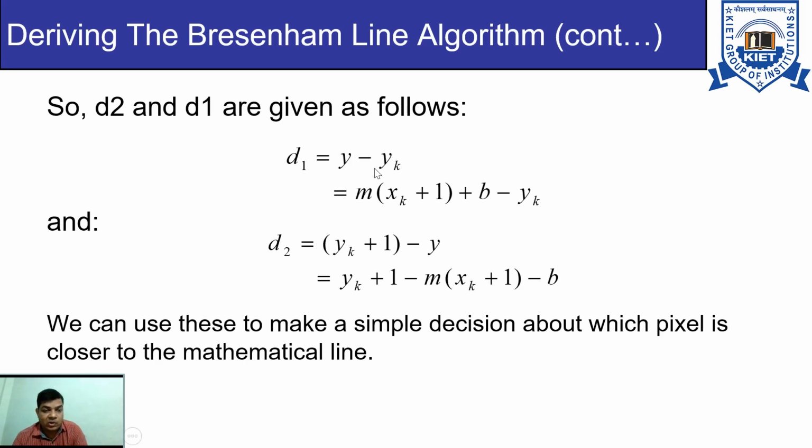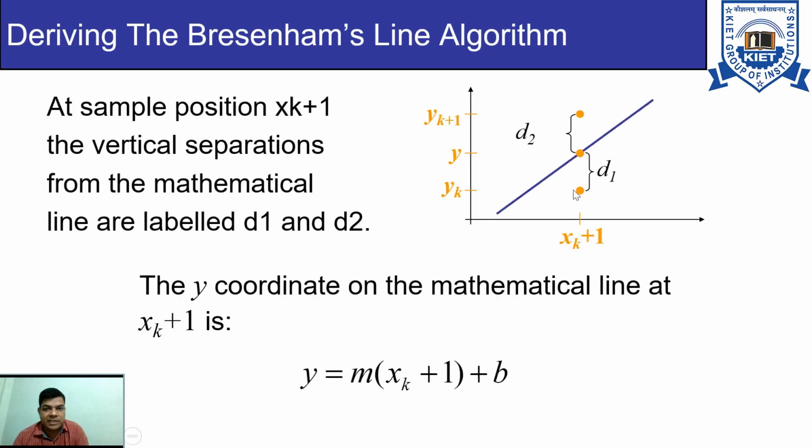So on this basis we can simply calculate the value of d1 and the value of d2. We can use these to make a simple decision about which pixel is closer to the mathematical line. And as I have already said, if d1 is less than d2, then obviously the pixel at d1 position, the pixel at the position xk plus 1 comma yk, is much closer in comparison to d2.